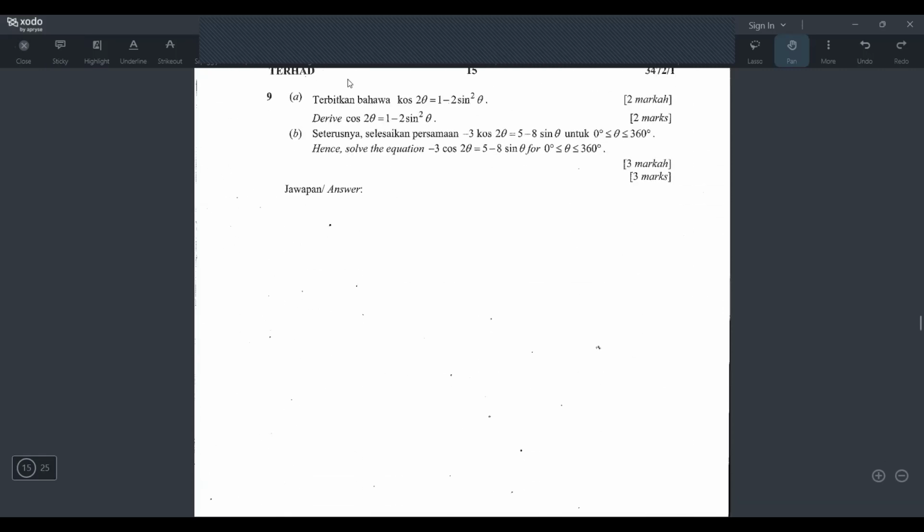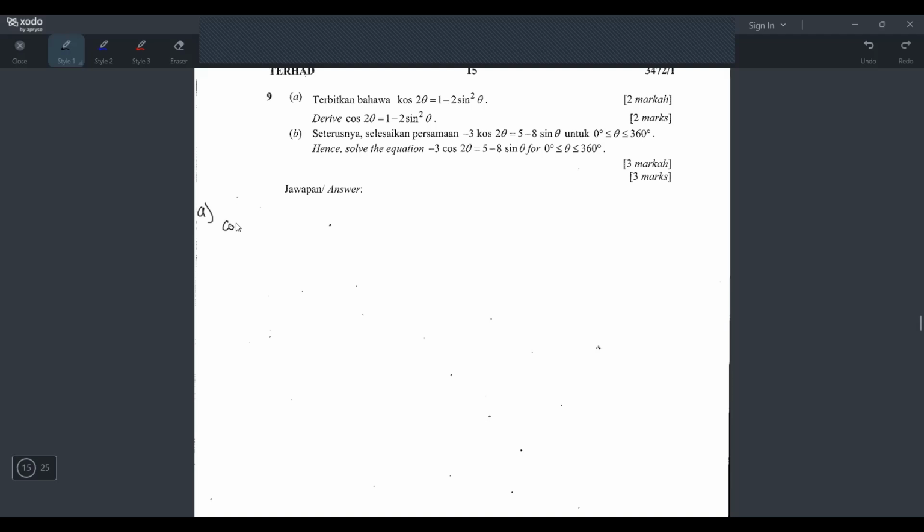Okay, all right, let's continue with number 9a. Number 9a asks us to derive cos 2 theta equals 1 minus 2 sine square theta. This is the formula for the double angle for cos 2 theta. So they want me to derive. Derive and prove are more or less the same meaning. So how do we derive this?